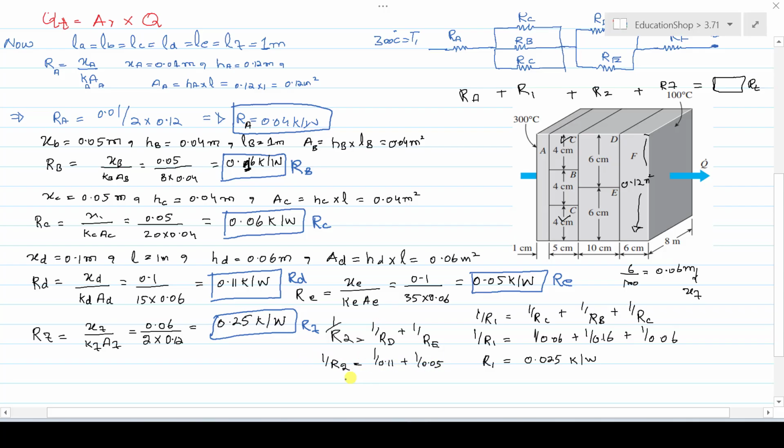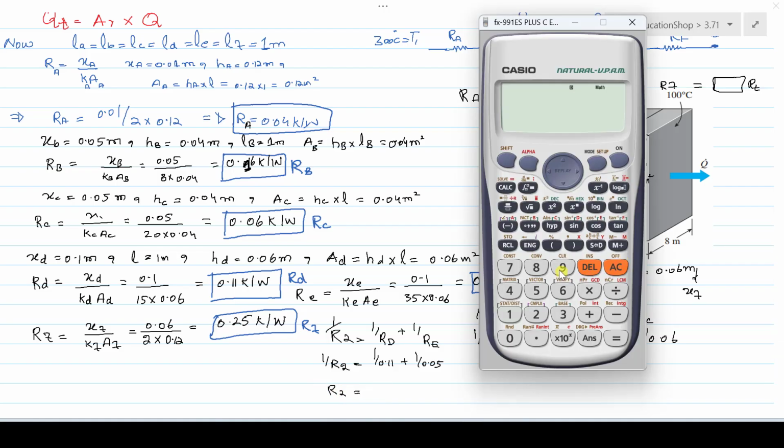Now solve this on the calculator, and we will get the value of R2. Solve for x, yes, that's equals, and it will give you the value of R2, that is 0.0. Let me write it on the notebook.